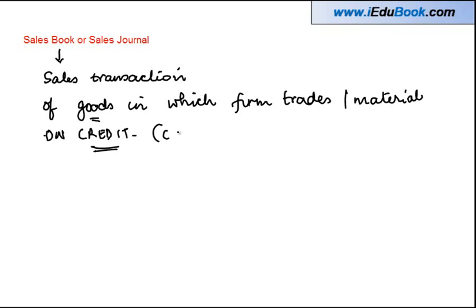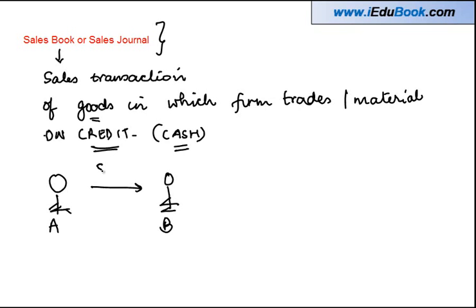So if it's a cash sale, that is not considered as a part of sales book. Okay. Now you must be wondering, what is it? So let's say there's a person A, there's a person B. A sells goods to B, right? And let me take the same example. Let's say you go and buy a book. In that case, A is the bookseller and B is you.